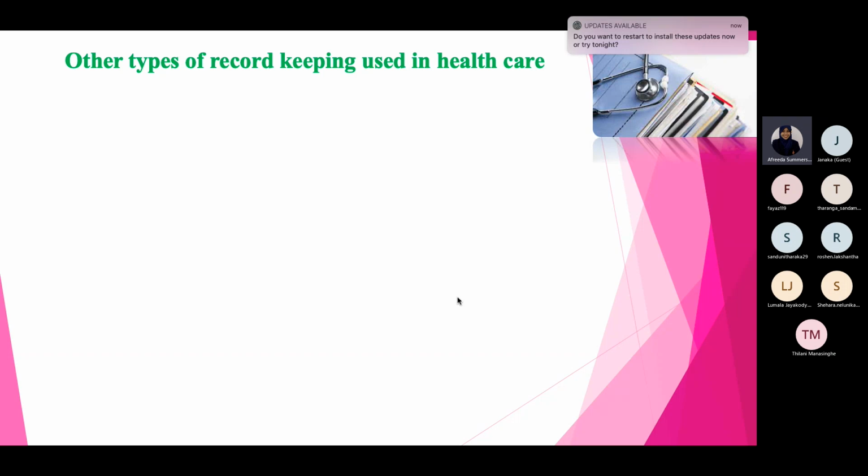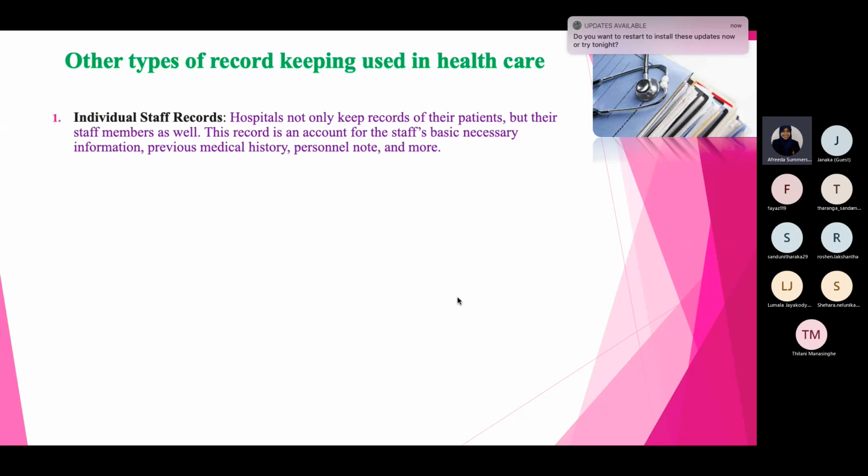Other types of record keeping used in healthcare. So the first one is individual staff records. Why do you need to have individual staff records? You can read what is on the slides and sort of guess it. And can you explain it to me? Students?